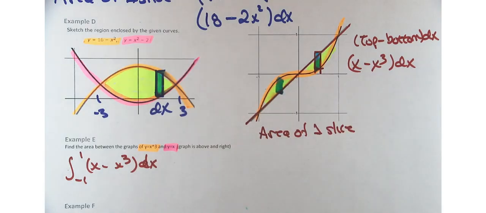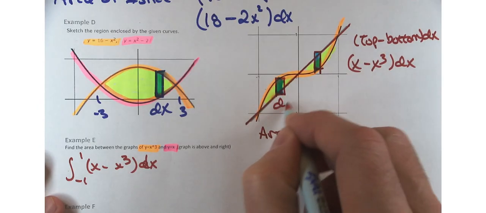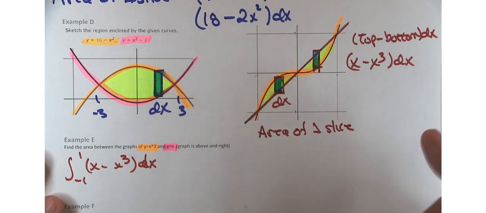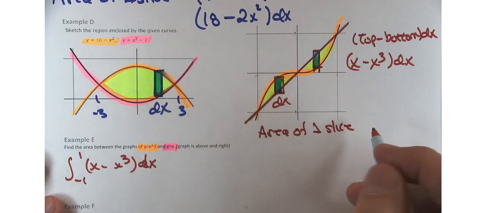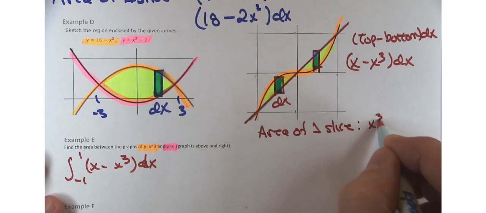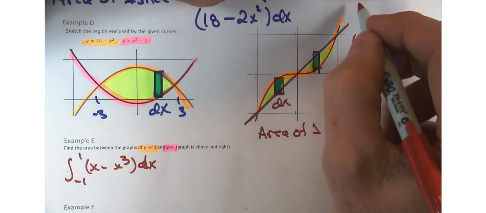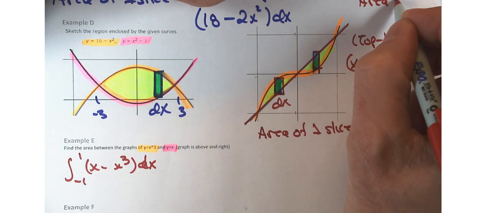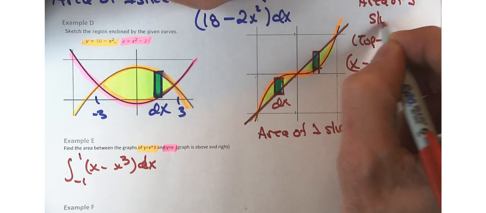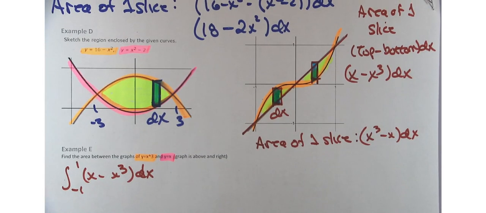If you take another dx slice, say over here, then the area of one slice is going to change, right? Your top and bottom function interchange. So the area of one slice here is going to be x cubed minus x dx, whereas the area of one slice over here is different. So you've got a couple choices as to how you calculate this thing.